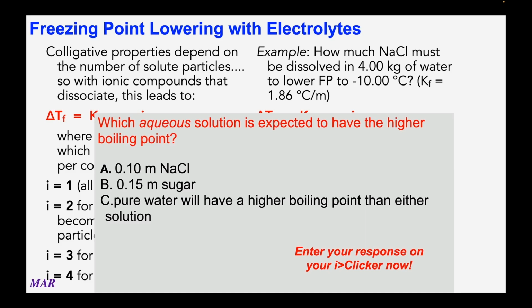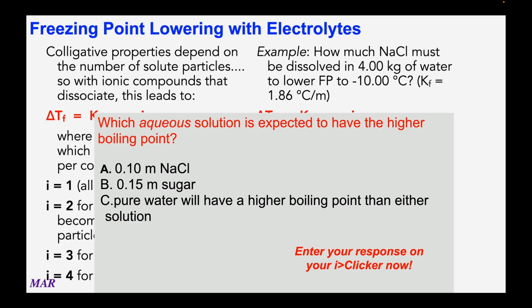All right, boiling points will get higher in solutions, not lower. So answer C is out. And then if you look at those two molality values, 0.15 molal for sugar is higher than 0.10 for sodium chloride, and it might be tempting to say the sugar is higher. Higher m should give you higher delta T, which is bigger boiling points.